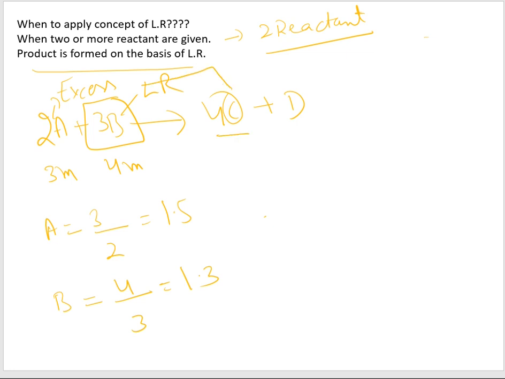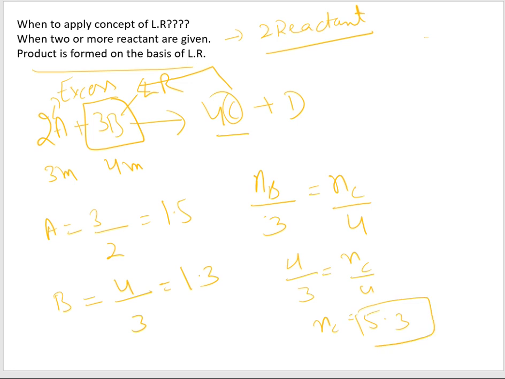The formation of C will depend on the limiting reagent B. So we can write the number of moles of B upon its stoichiometric coefficient 3 equals the number of moles of C upon its stoichiometric coefficient 4. By solving it, we get 4 upon 3 is equal to nC upon 4, and the value of nC will be around 5.3 moles. So this is the main concept of the limiting reagent. I hope you understand the concept. It is a very easy and very important concept for board exams and competitive exams.